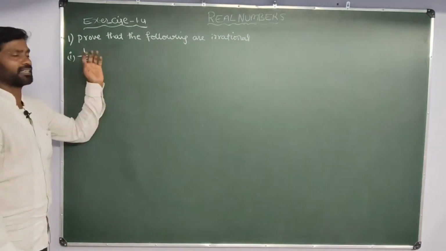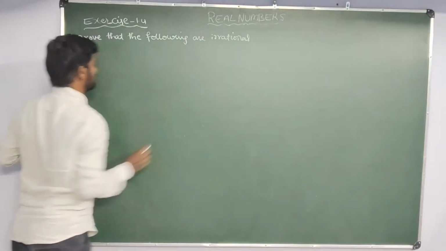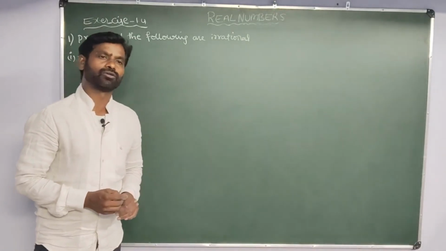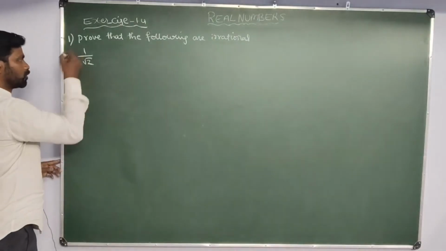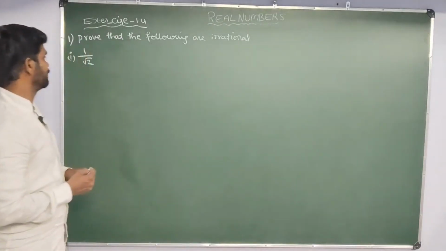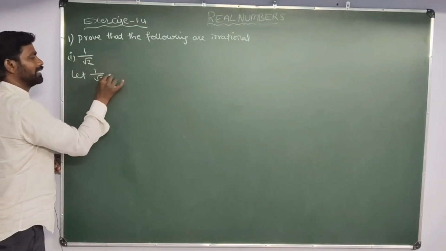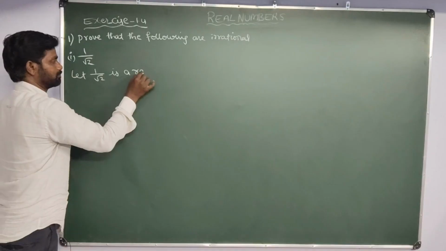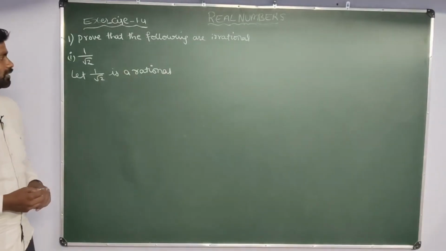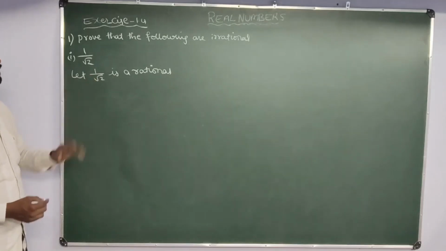Right students, next exercise 1.4, first question. Prove that the following are irrational. The question is 1 by root 2. Now we have to prove that 1 by root 2 is irrational. So to prove that, first of all, we have to go by the indirect method. That is, let 1 by root 2 be rational. Let us go in reverse order, the indirect method, not in a direct way. So we consider that 1 by root 2 is rational.